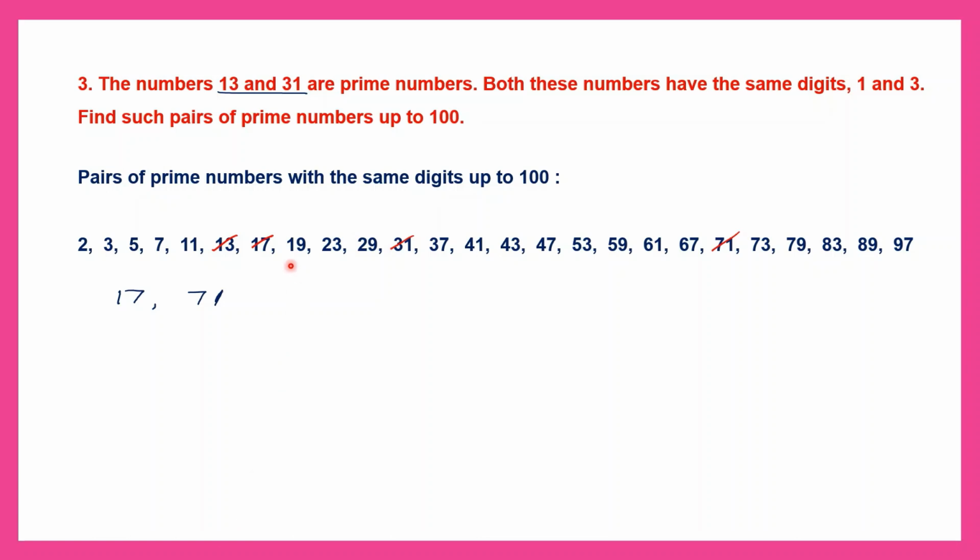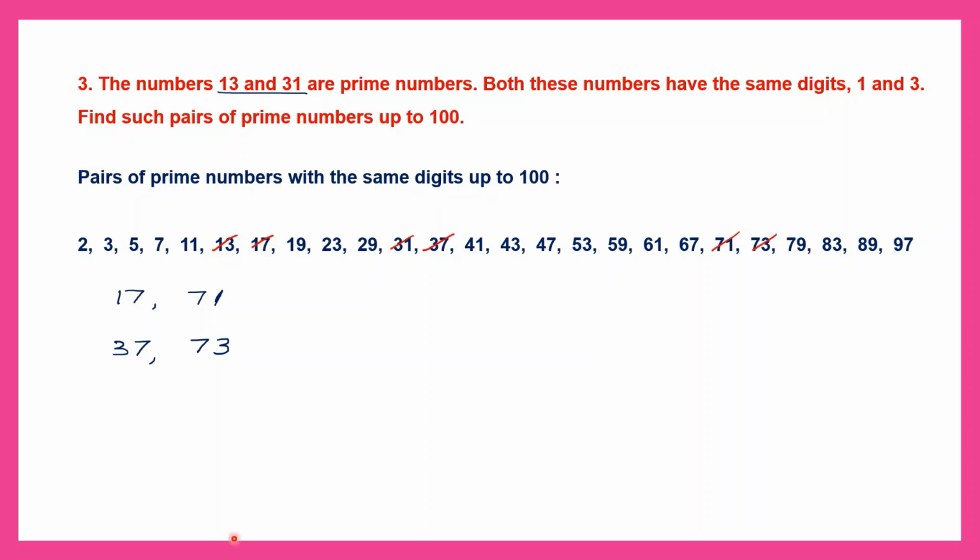Now let's go to the next one, 19. Next one should be 91. Do we have 91? No, we don't have. Then 23, then we should have 32. We don't have 32. 29, reverse the digits, 92. No, we don't have. Now let's go to 37, and the reverse one should be 73. Yes, we have 73. So let's write that down, 37 and 73. This is the next pair of prime numbers which have the same digits. Both have 3 and 7. So let's strike it off.